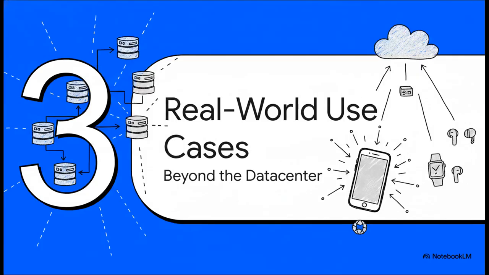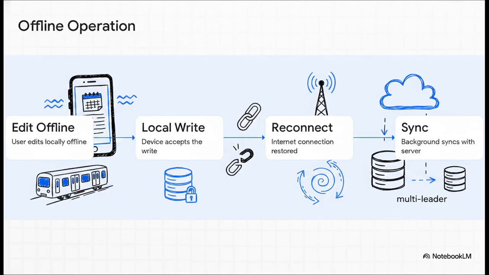All right, Part 3, real-world use cases. Let's look beyond the data center. Think about a calendar or a collaborative notes app on your smartphone. You expect to be able to add a meeting or jot down a grocery list even if you're stuck on a subway with zero internet connection, right?